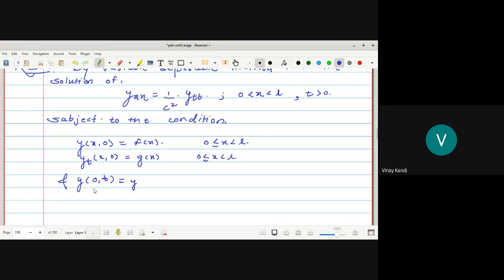end points of that string, at point 0 and at point L, the deflection of the string is 0.